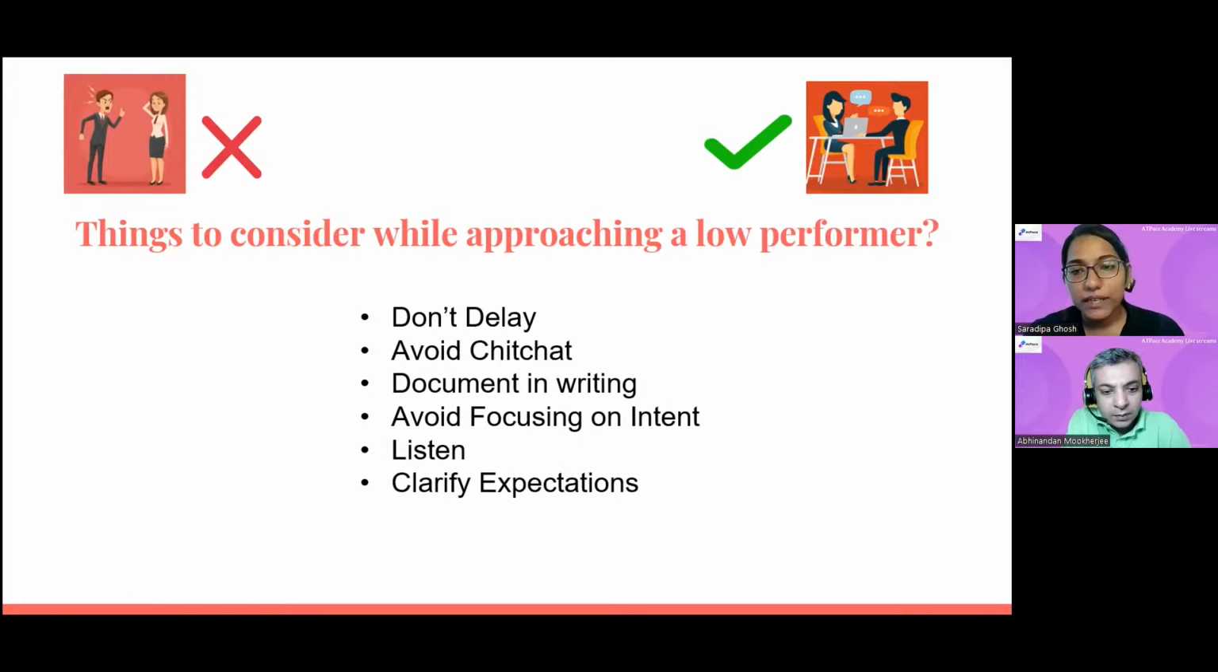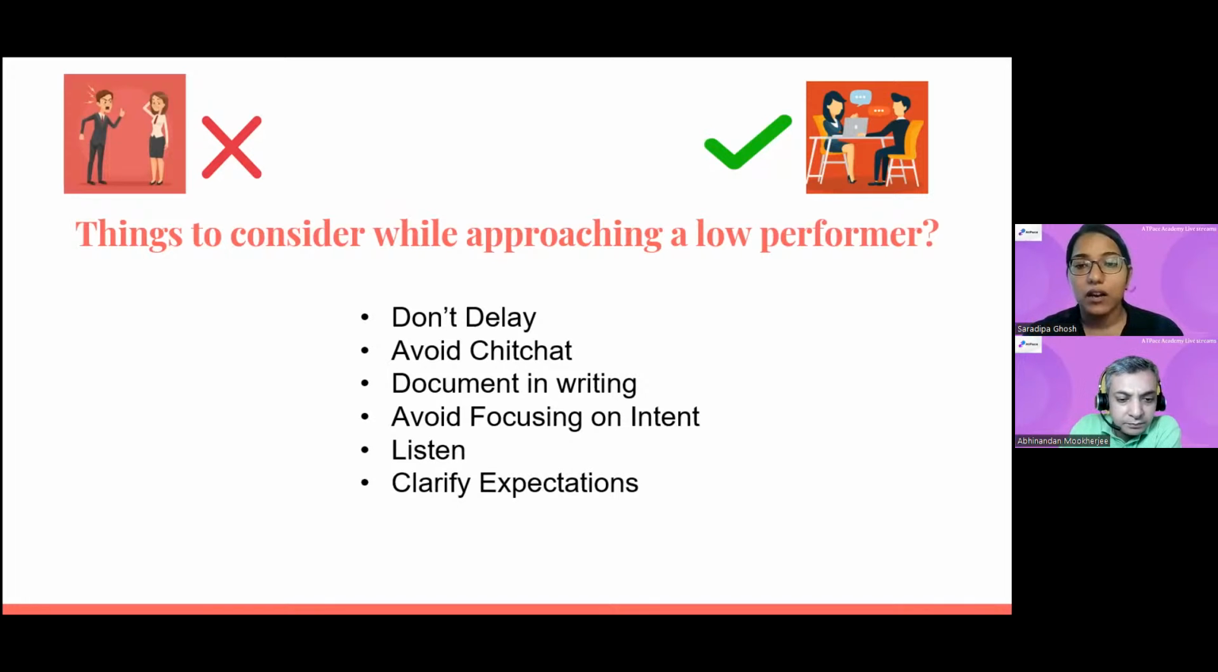Then there is document in writing. You should always prepare 2 sets of documents before meeting with your employee. The first is the talking points that you are going to make yourself, and the second is a document for the employee. You should consider giving the memo to your employee and let him know that these are the points, this is where they are lacking, so they can get some time to prepare.